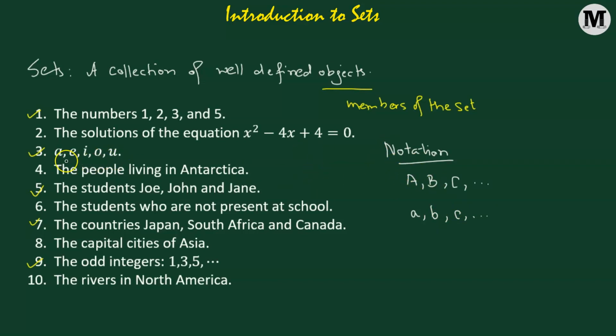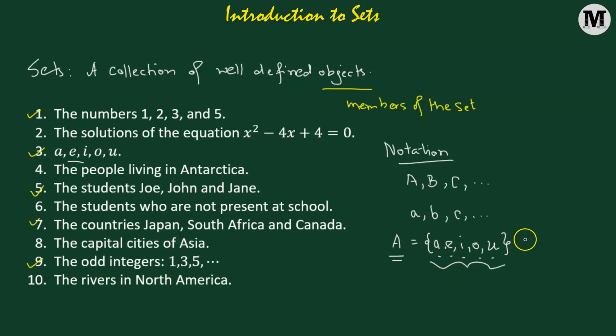For example, let's say we consider example number 3, the vowels of the English alphabet. We're going to denote the set by the letter A in uppercase, and then we're going to list out all the elements or the members of the set. Now how do we represent it? We are going to use a symbol. We're going to use braces, and within the braces we're going to list all the English vowels. So we have a, e, i, o and u. So this is how we can represent a set, with the members included within the braces and the set represented by the letter A in uppercase.